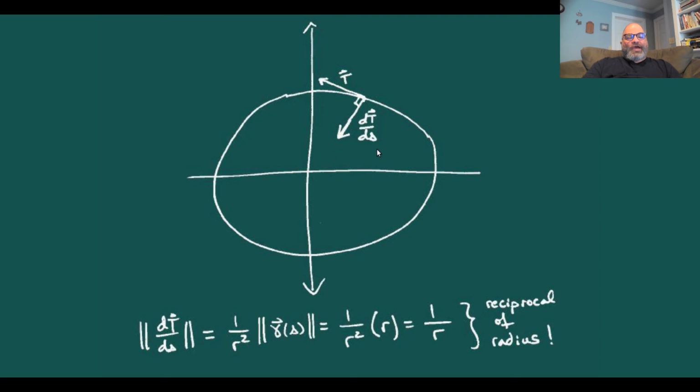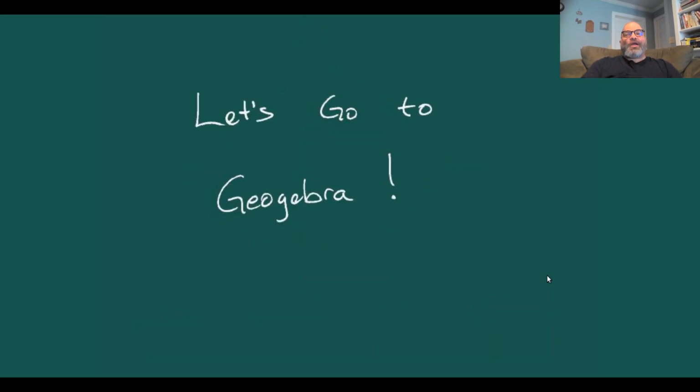Well, if we look at the length of the derivative of the unit tangent vector, we end up with something that's just a constant 1 over r. So now we end up with something that really looks like the reciprocal of our radius. To see what happens geometrically along with this, let's go over to GeoGebra and view an example.